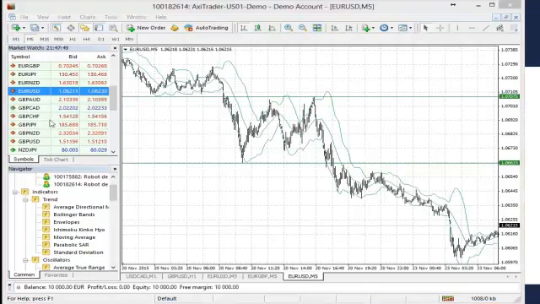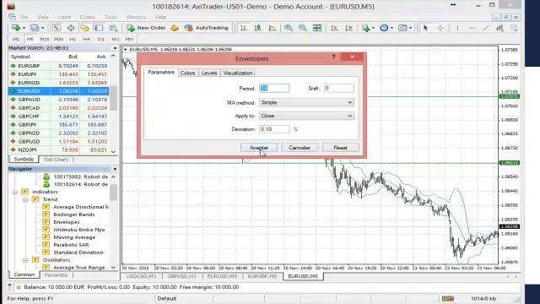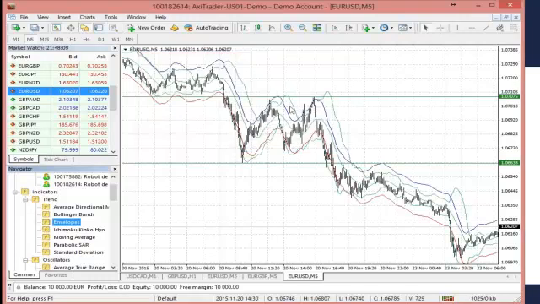paint a channel, okay, and one of them is envelopes. Envelopes is another channel indicator, and what it does basically, it's a moving average, but in this case we calculate a percentage of the deviation, and what we do, which is quite different from Bollinger, is that we just clone or copy exactly this moving average. You see it's an exact copy, the blue.